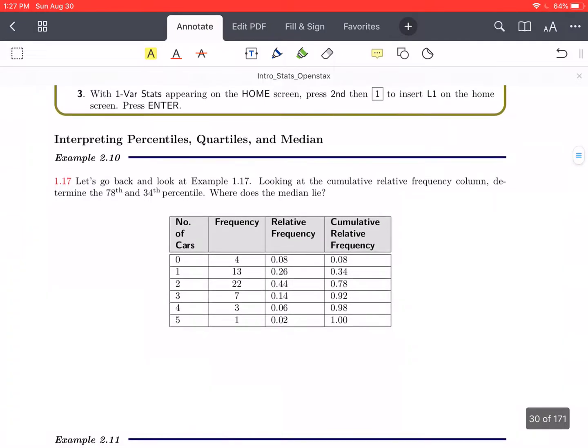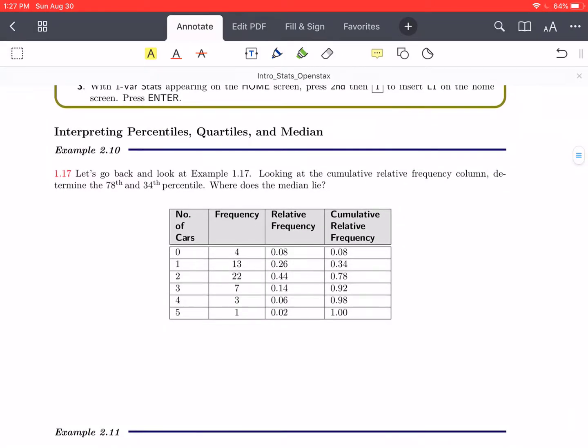So next up, interpreting percentiles, quartiles, and median. Let's go back and look at this example. Looking at the cumulative relative frequency column, determine the 78th and 34th percentile. Where does the median lie?